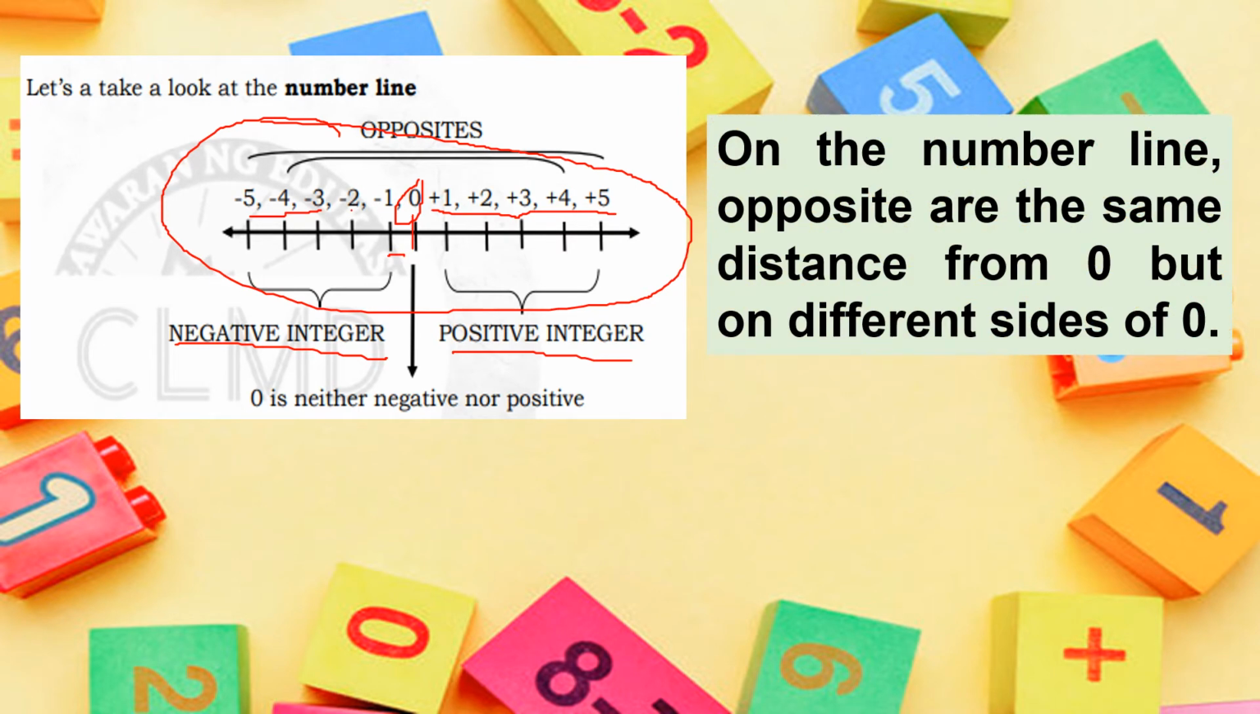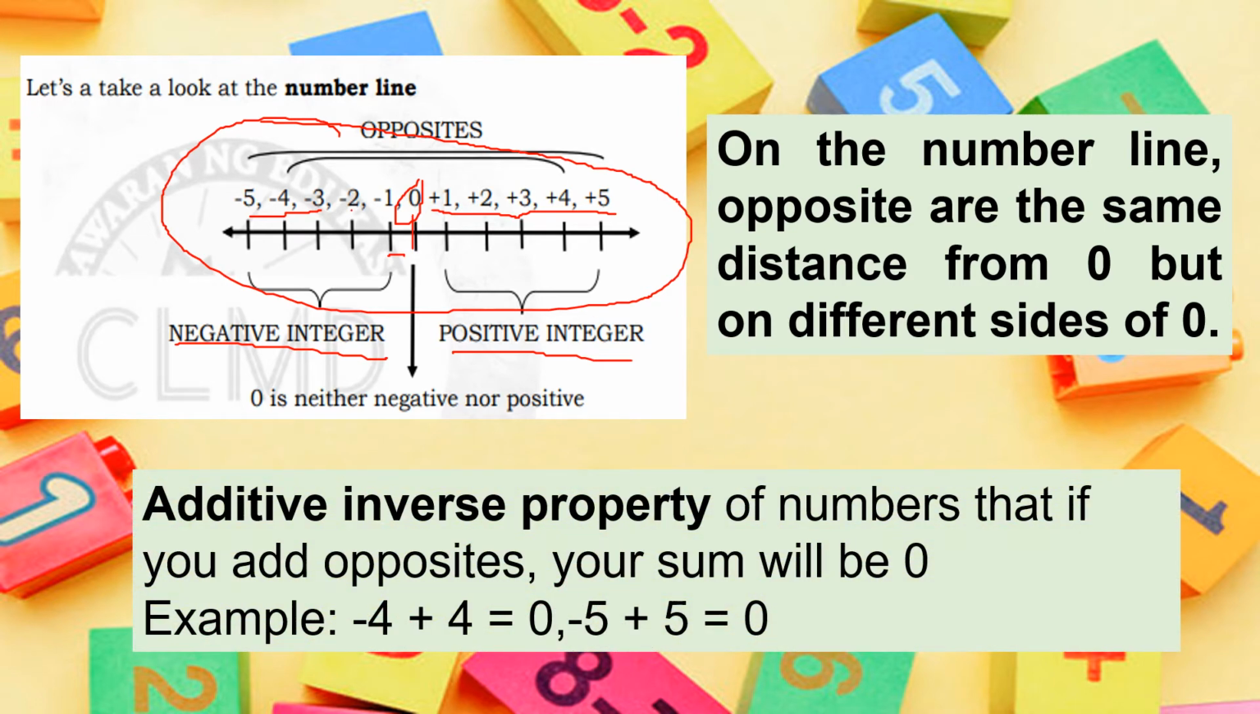On the number line, opposites are the same distance from 0 but on different sides of 0. Additive inverse property of numbers: if you add opposites, your sum will be 0. Example, negative 4 plus 4 equals 0. Negative 5 plus 5 equals 0.